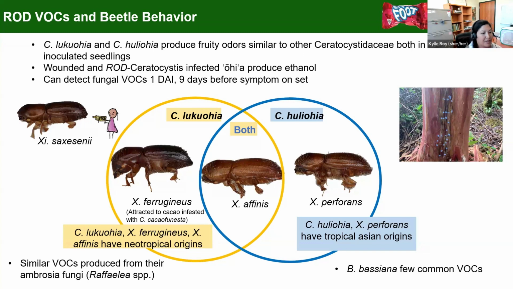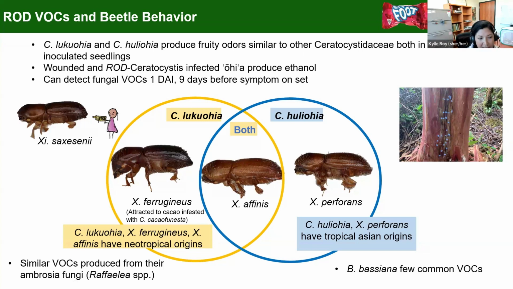Going over the behavior assays, we saw that Xyleborinus saxesenii was actually a little bit repelled from Ceratocystis lukuohia, so we have to look into why that might be. We saw that both Xyleborus ferrugineus and Xyleborus affinis were attracted to Ceratocystis lukuohia in culture.